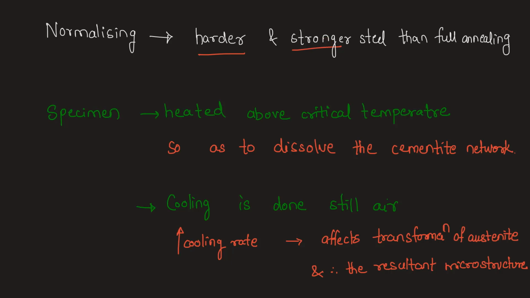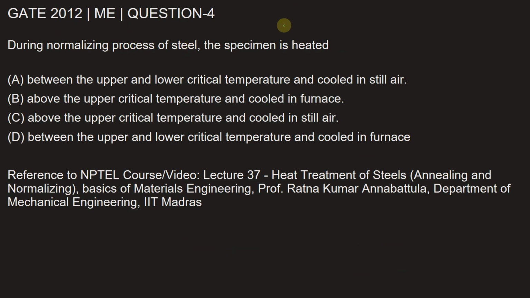Let's go back and mark the correct option related to this. So we have the normalizing process of steel. The specimen is heated above critical temperature. It is there in option C, and cooled in still air. Option C is the correct one.